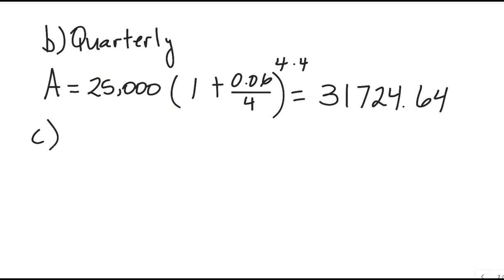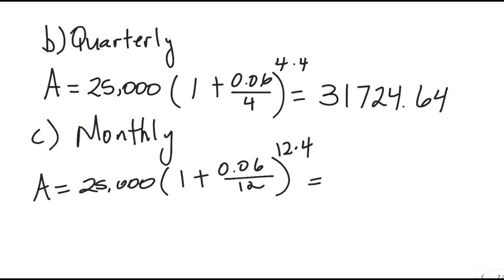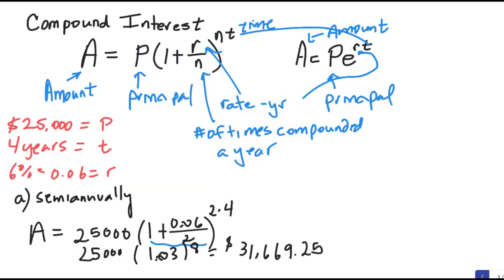And I get $31,724.64. And then they say, well, what if you do it monthly, which is kind of like credit card interest, right? Well, again, everything stays the same, 25,000, 1 plus my 6% interest, but now monthly is 12 times a year. So then 12 times 4, and I get $31,762.23. So it should make sense, the more it's compounded, right, the more money you're going to make, because you're getting interest on interest.